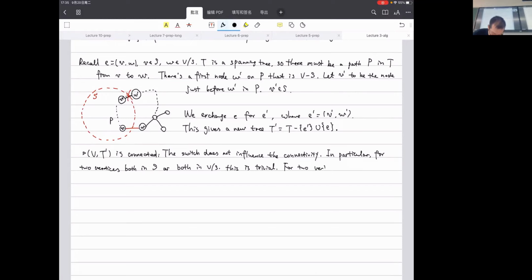For two vertices, one in S and the other in V over S, we consider something like this. It is connected by going to V, V to W, and W to the desired vertex. Because inside S and inside V over S it is connected, after switching we can still search for this kind of connectivity by going through the edge from V to W.